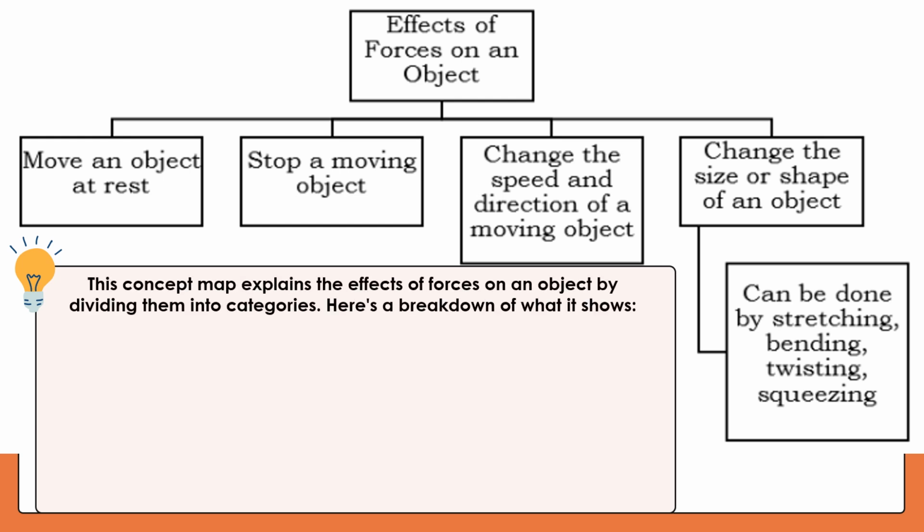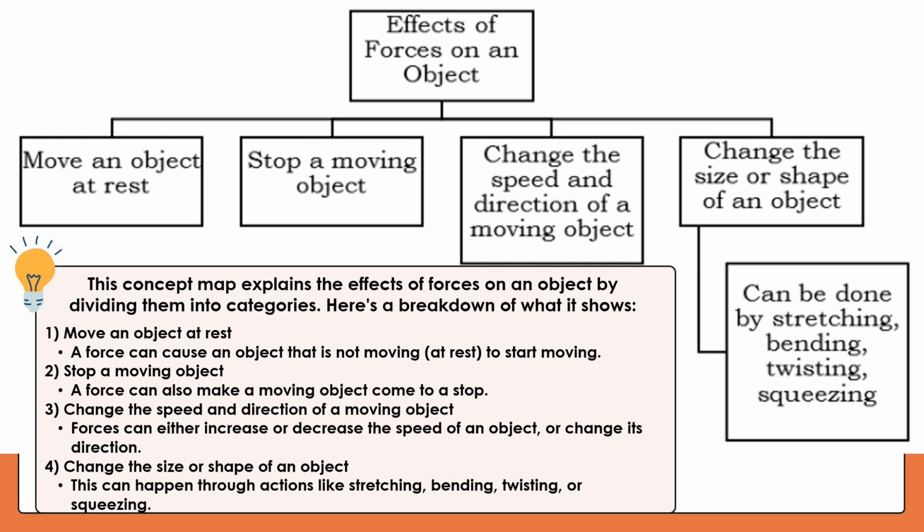So this concept map explains the effects of forces on an object by dividing them into categories. Here's a breakdown of what it shows. First, move an object at rest. A force can cause an object that is not moving or at rest to start moving. Second, stop a moving object. A force can also make a moving object come to stop.